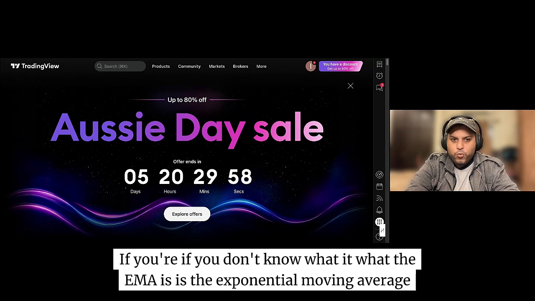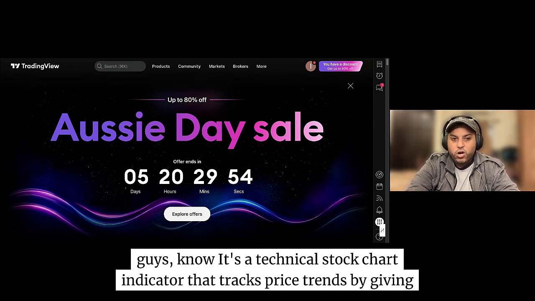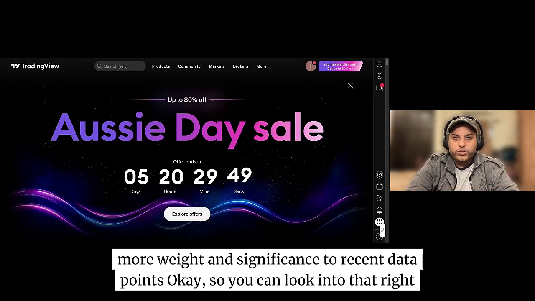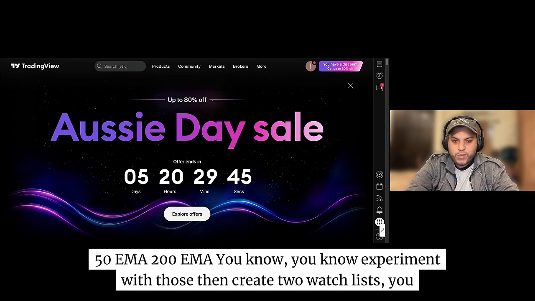If you don't know what the EMA is, it's the exponential moving average, guys. It's a technical stock chart indicator that tracks price trends by giving more weight and significance to recent data points. Okay, so you can look into that, right? 50 EMA, 200 EMA.